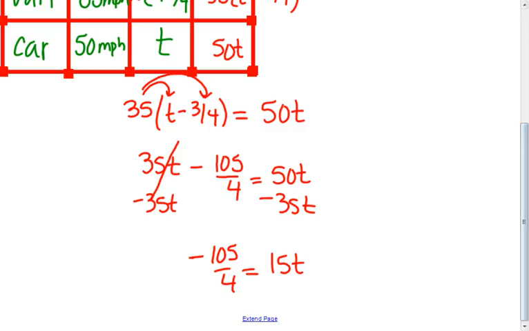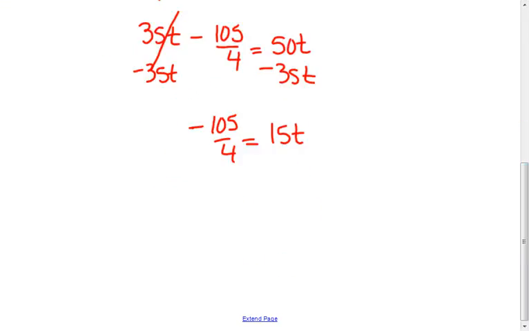Now I know you've got fractions in here, so don't panic. You can divide by 15. And by the way, dividing by 15 is the same as multiplying by 1 over 15. So don't panic there. So t would be negative 105 over 15 times 4, which is 60.